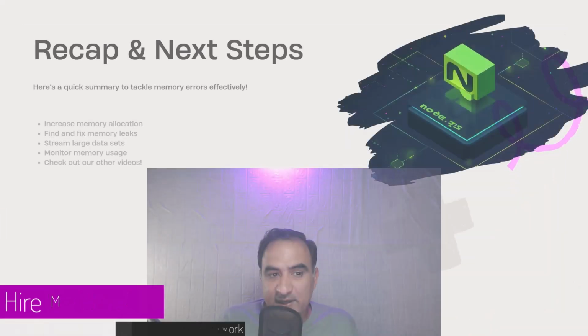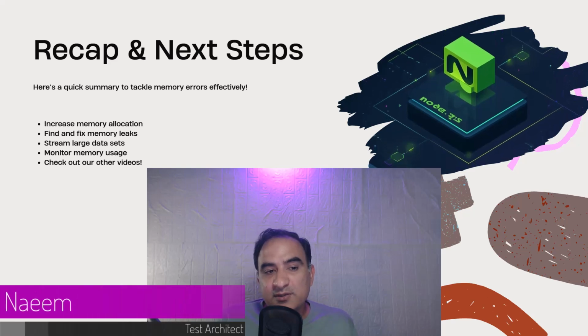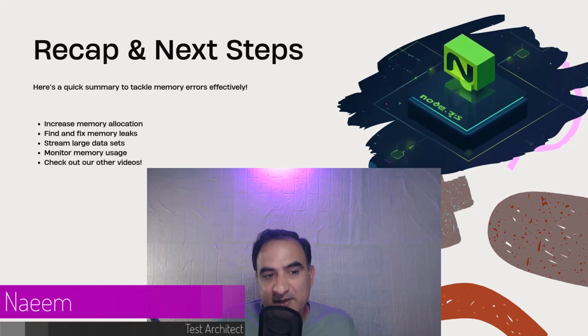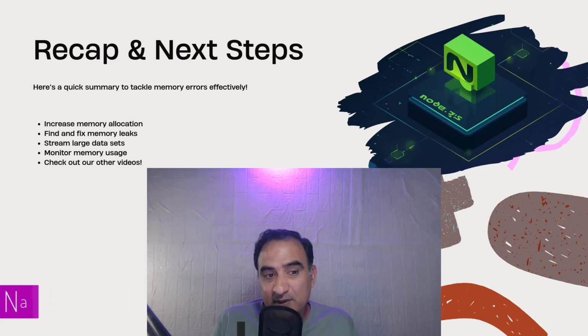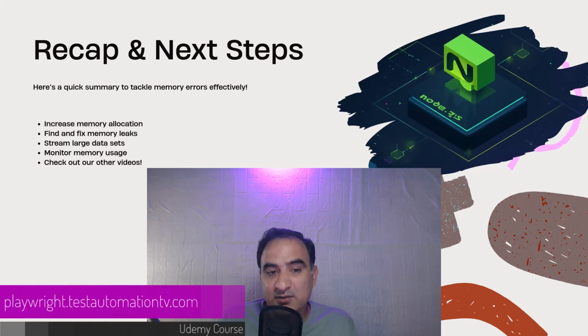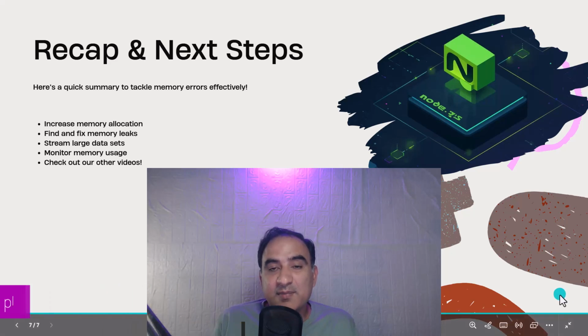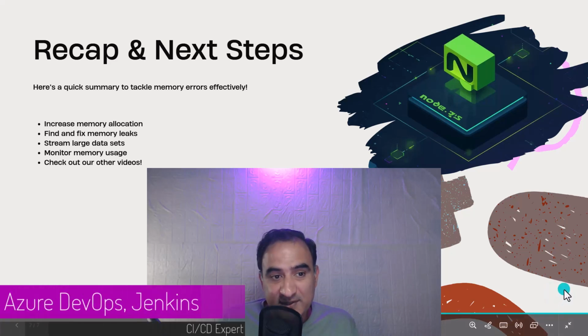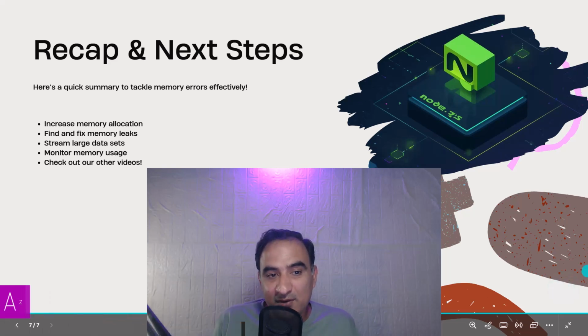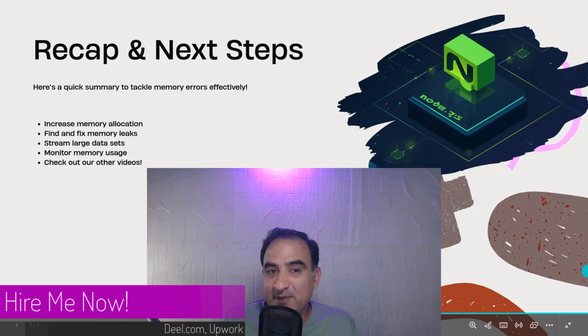So here's a quick recap. You can raise Node.js's limit with the max old space size flag. You can also add the flag to package.json for Playwright test runs, and you can hunt memory leaks and fix them, and then you need to stream big data, because smart tests save memory and they save your sanity as well.